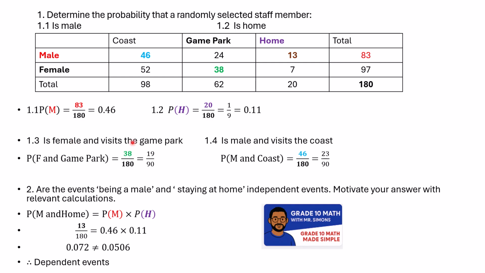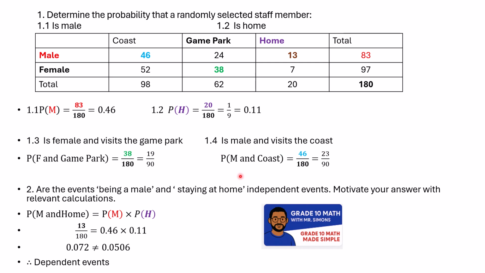So now we're looking collectively at two events. Right? So there's female, and we want game park. So game park and female meet at this point where it's 38. So females that want to go to the game park are 38. So therefore 38 out of 180, or we simplify to 19 over 90.